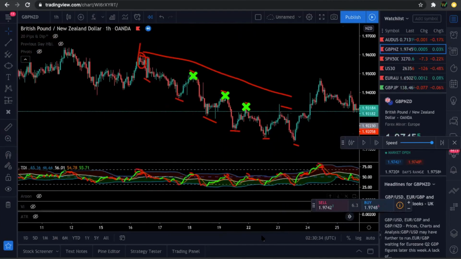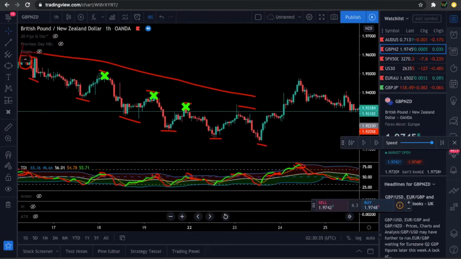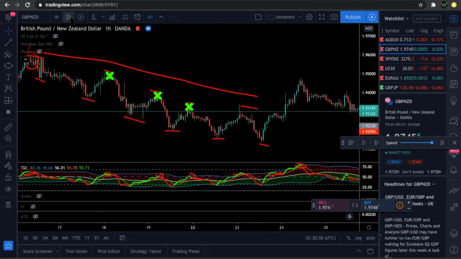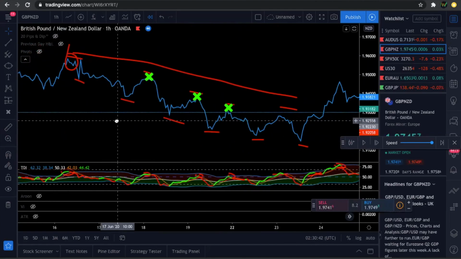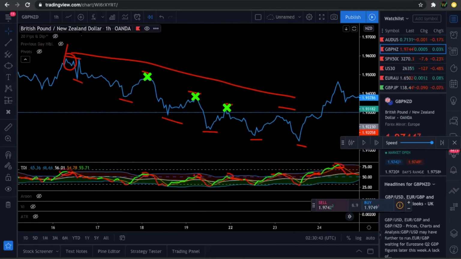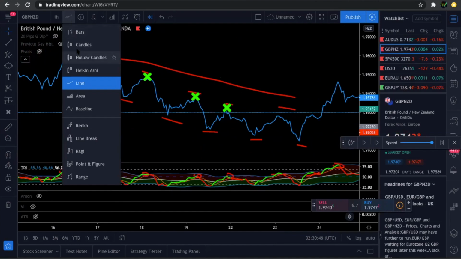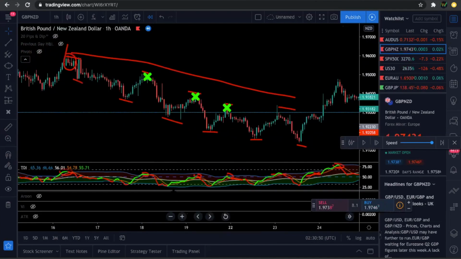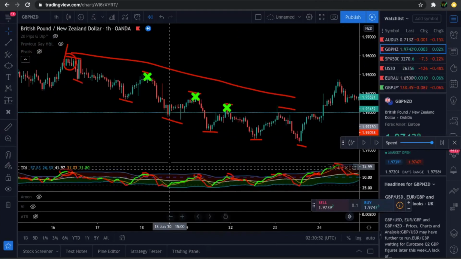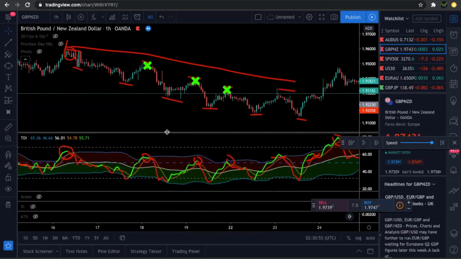All right. You can look at it in the line. You see it more clear. All right. Now, on our TDI, we had some shark fins.